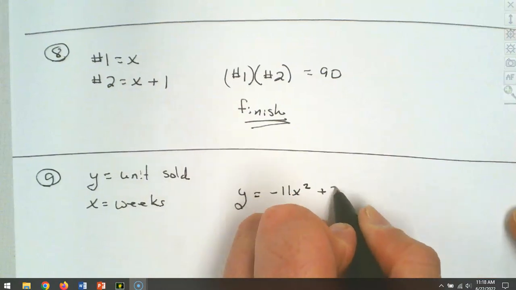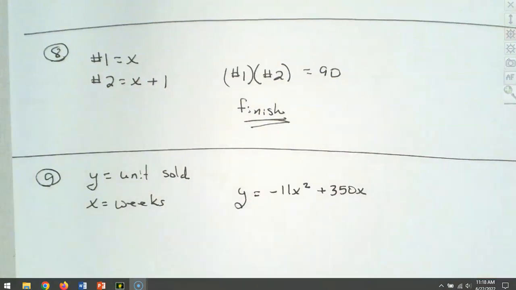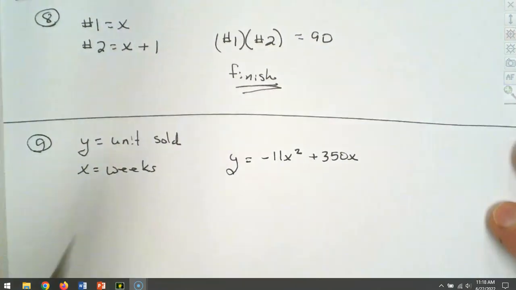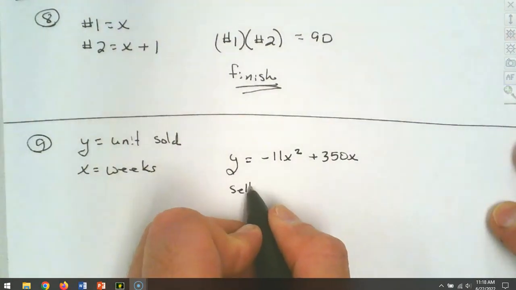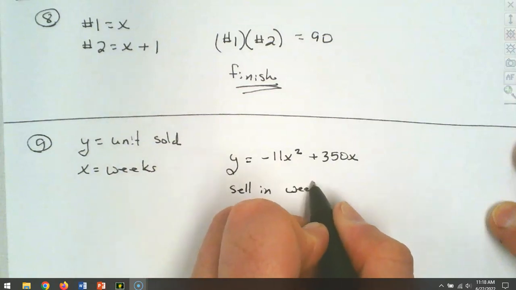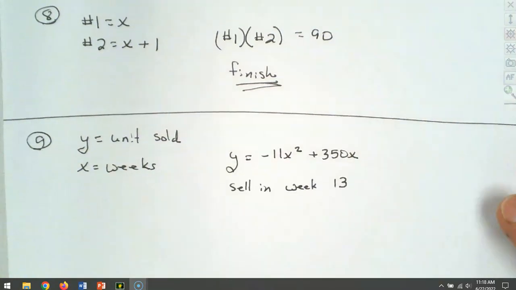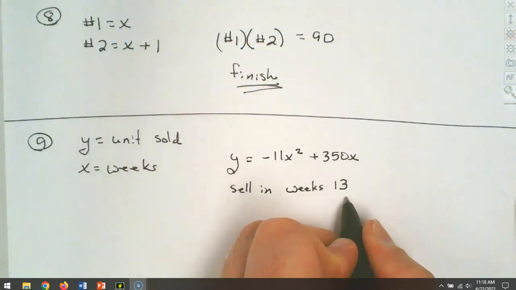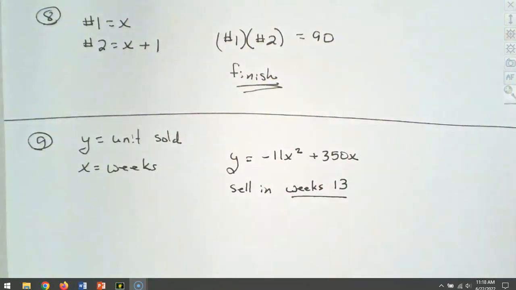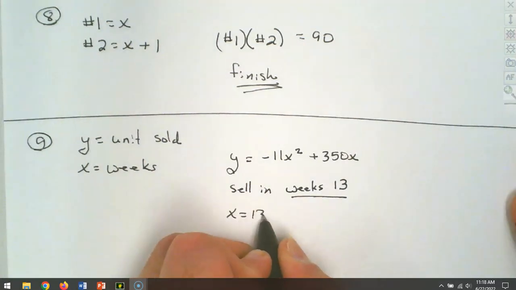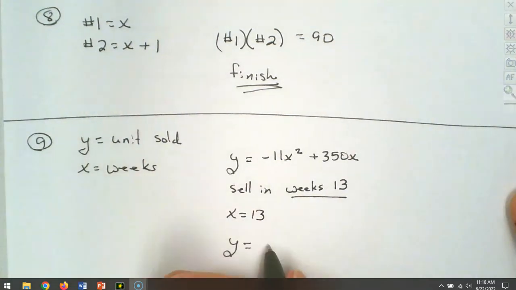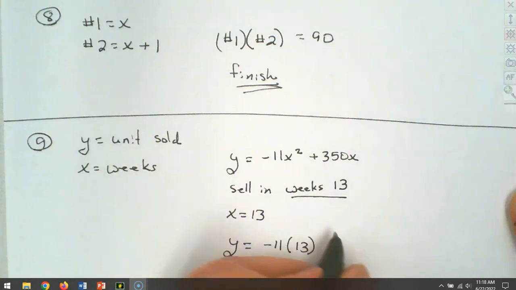Now, what we need to figure out is how many we sell in week 13. So what does that 13 represent? Do you think that 13 is going to be the x or the y? It says we're going to sell this in 13 what? Weeks, right? So it's the x. So that means that x is going to be 13, and all you then have to do is plug in your x.